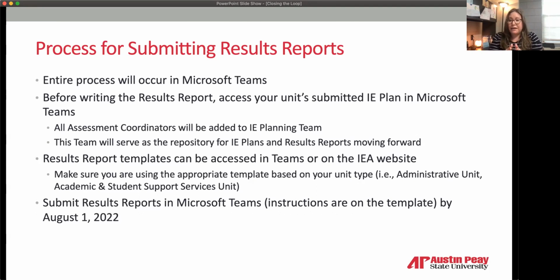I do want to say, make sure that you are using the appropriate template based on your unit type. We define those the way that SACSCOC defines them. So we have administrative units and academic and student support services units, and they have different requirements. So if you're purely an administrative unit, that means that you are only going to have administrative unit outcomes. You will not have student learning outcomes. If you're an academic and student support services unit, you can have both, or either or. You could have a combination thereof. So make sure that when you download this template, you're using the appropriate one.